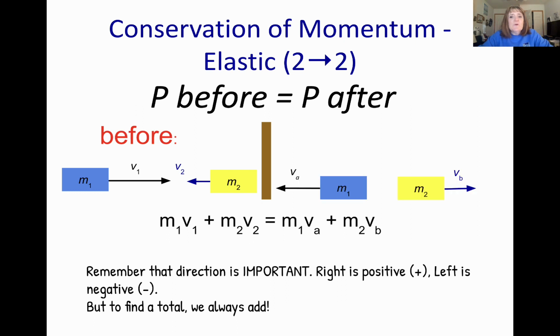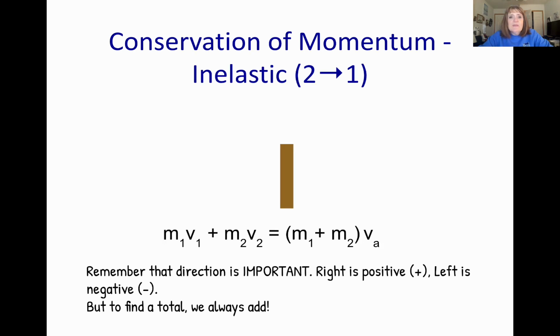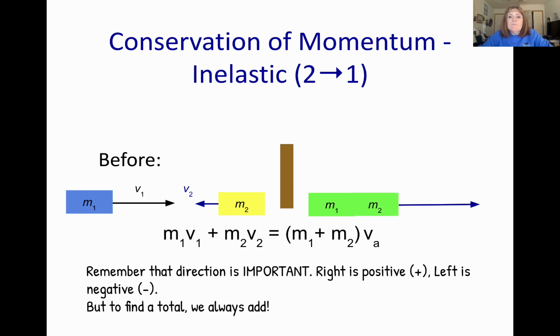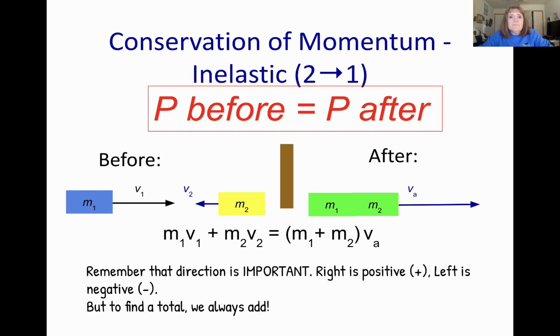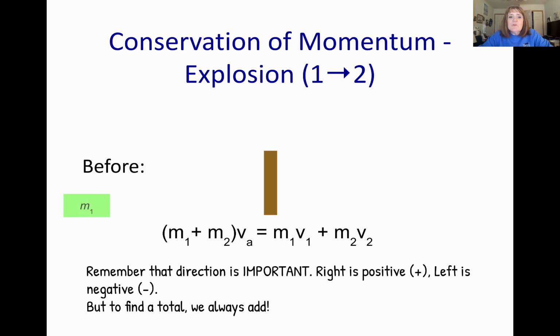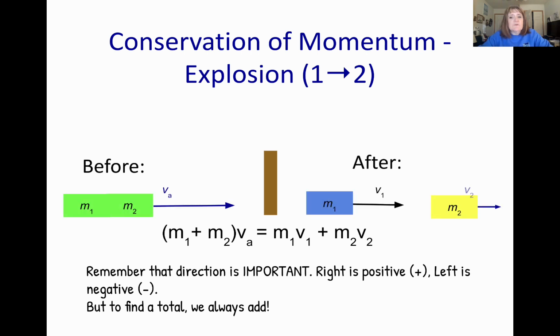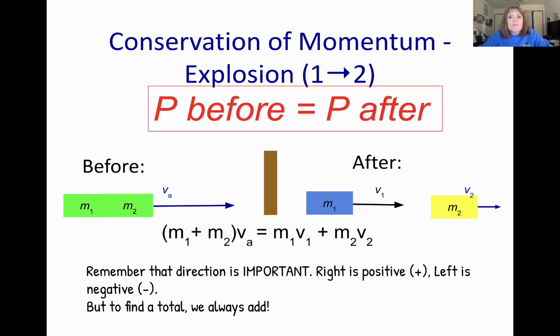The momentum before has to equal the momentum after, and you're looking for the mass and velocity of each individual object. In an inelastic, you start with two objects before, mass and velocity of each, and you end with one combined mass and its own velocity after. But the total momentum before is equal to the total momentum after. In an explosion, you start with one before and end with two separate after. But the total momentum before is equal to the total momentum after.